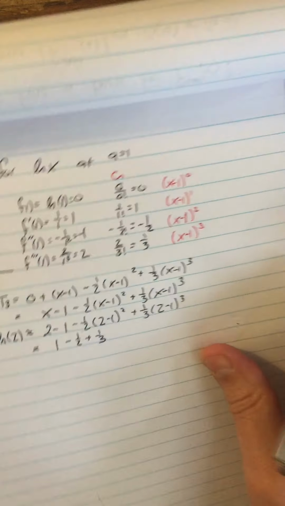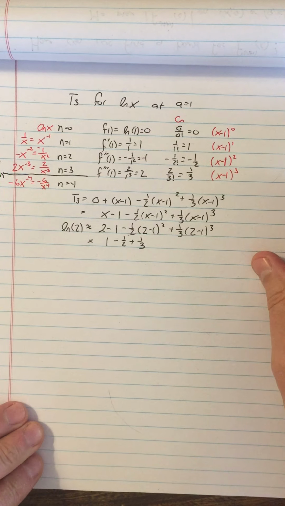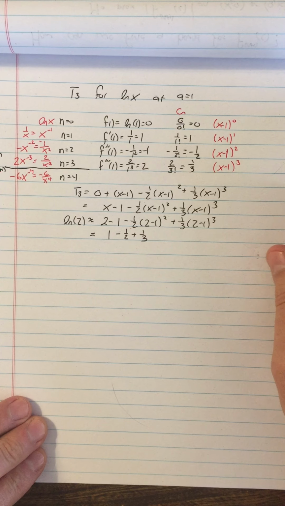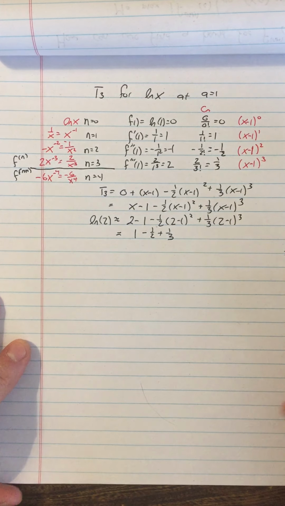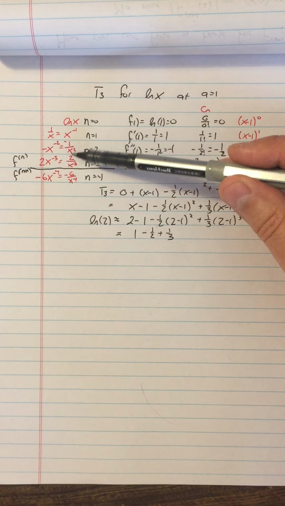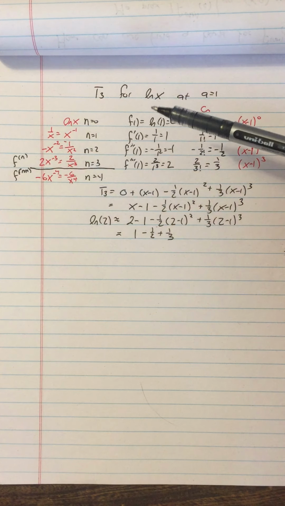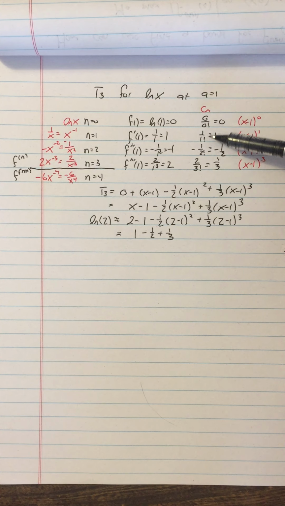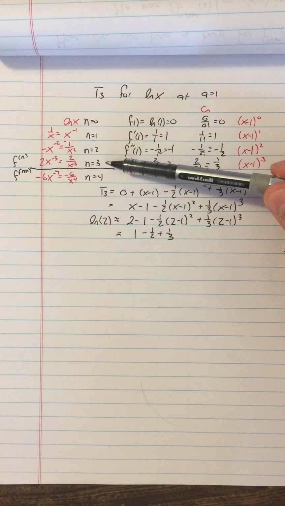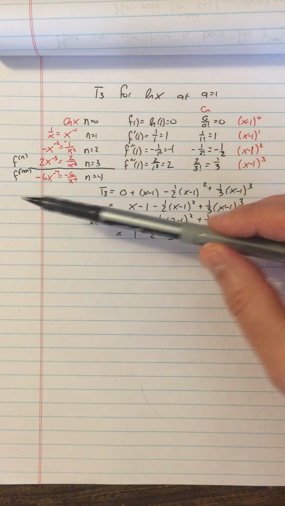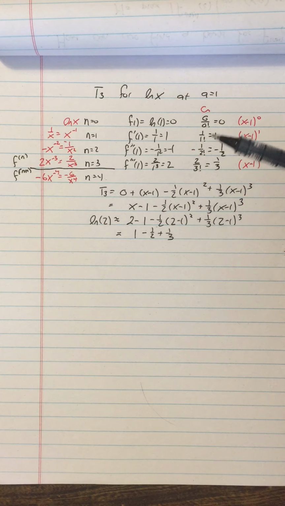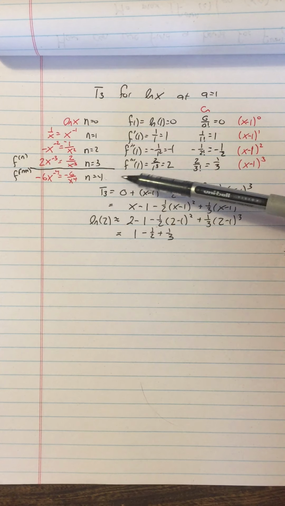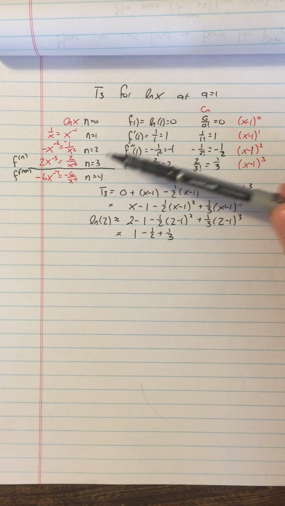So here's our third degree polynomial, T3, for ln of x at a equals 1. So here are all our derivatives. I wrote them over here. Here they are evaluated at a equals 1. Here are the coefficients we get. Here are the powers we're going to put in. I went up to n equals 3, but then for n equals 4, I just got that n plus first derivative because I'm going to need it for the error term. But I'm not actually using that as part of the Taylor series because we're stopping at n equals 3.